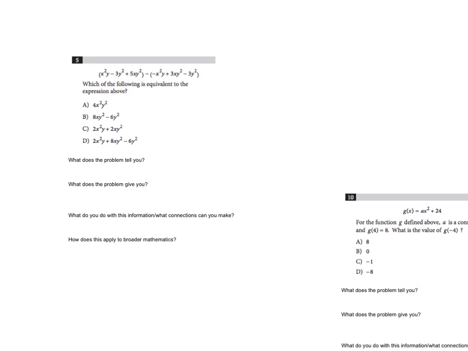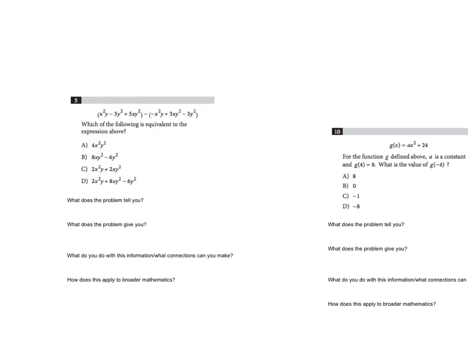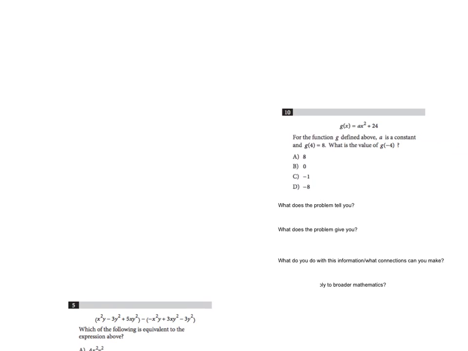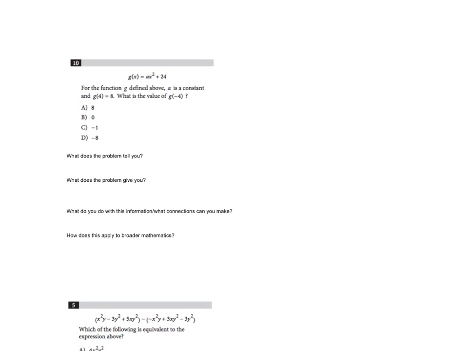So now let's look at the second question. So I'm going to move this guy out of the way, bring this guy up, go back to my target tool. For this second question, it says, what does the problem tell me to do? So I got to read it. G of x equals ax squared plus 24. For the function g defined above, a is a constant and g of 4 equals 8. What is the value of g of negative 4? So what is this problem telling me to do? It's asking me to find the value of g of negative 4.